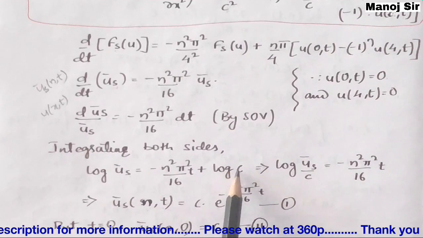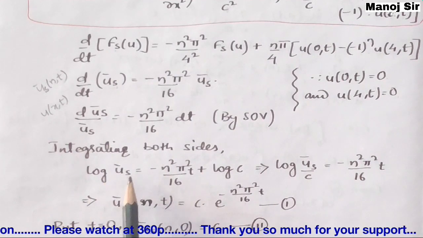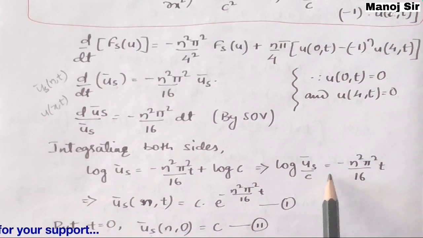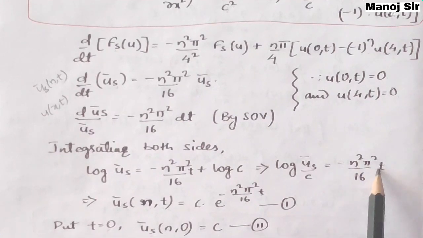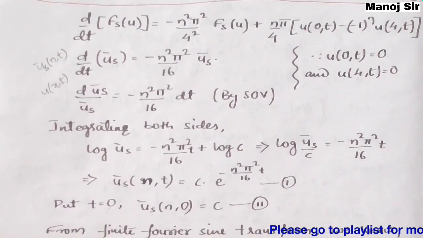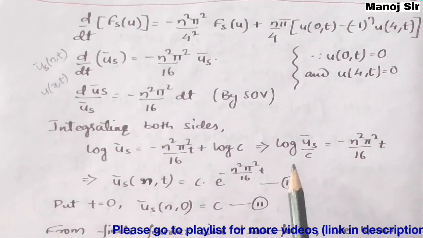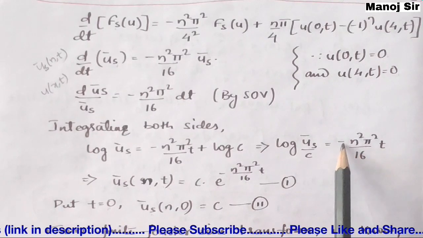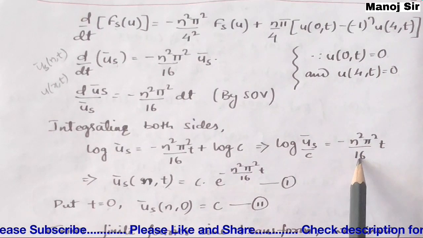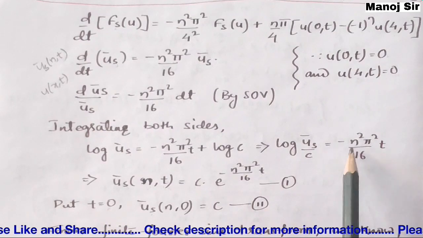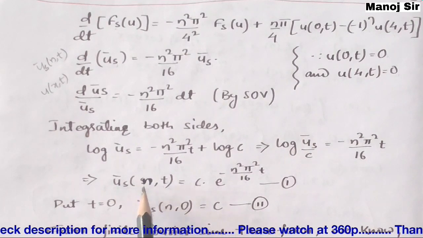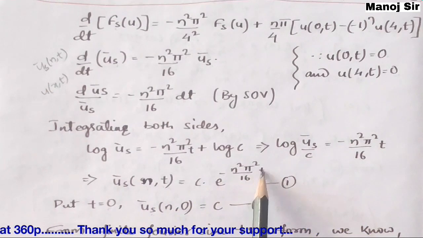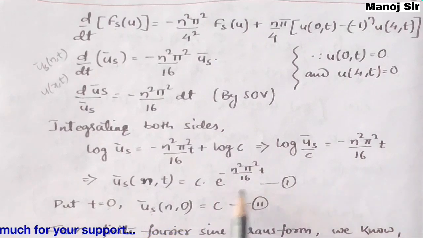Now if you bring this log c to the left hand side, this will become log a minus log b, that is log a upon b. So this is going to be log of u bar of s upon c, and this equals minus n square pi square upon 16 into t. If you bring this log to the right hand side, this will become e to the power minus n square pi square upon 16 into t. Now simply bring c here. So u bar of s, which is a function of n comma t, equals c into e to the power minus n square pi square t upon 16. Let's suppose this is my equation number 1.